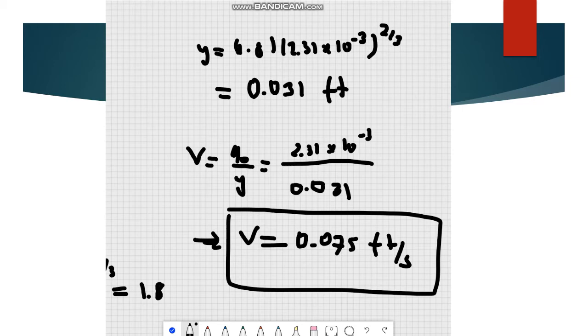On a turf field or basement, when there is this kind of discharge, 2.31 multiplied by 10 to minus 3 cubic feet per second per foot, if we have this much discharge over length, we will have a depth of 0.031 feet or 0.4 inch. Let's write here also 0.4 inch, or the velocity of 0.075 feet per second.